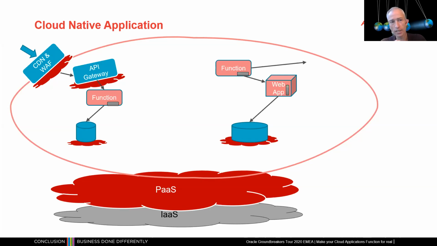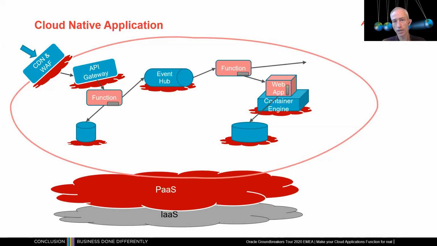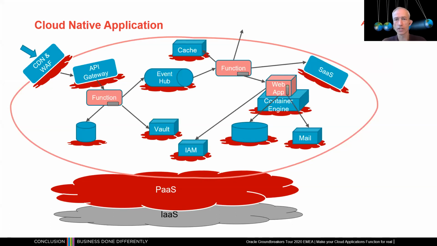And our application then makes use of a number of these PaaS services, for example, a content delivery network and a web application firewall, an API gateway to handle requests and route them to our functions, an event hub to connect our functions in an asynchronous way, a container engine, in this case, to run our web app, because that's not a function, that's something that's running continuously. More about that in a moment.